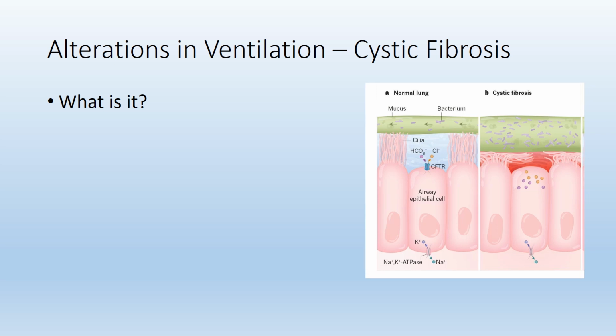Welcome back. In this audio lecture, we're going to be learning about alterations in ventilation. Again, this is something that affects the ability of air to get to the respiratory exchange surface. Now we're not talking about damage to the alveoli. We're talking about damage to the conduction pathway. In this lecture, we're going to be focusing on cystic fibrosis.